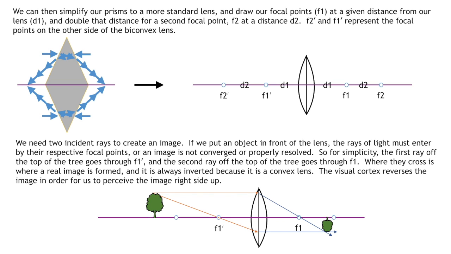Where they cross is where a real image is formed, and it is always inverted because it is a convex lens. The visual cortex reverses the image in order for us to perceive the image right side up. And if there are any questions concerning the focal points and lens systems, there are many videos online that go into depth on that system.